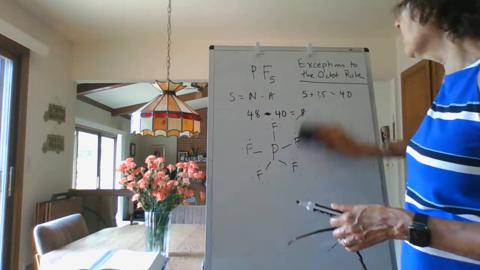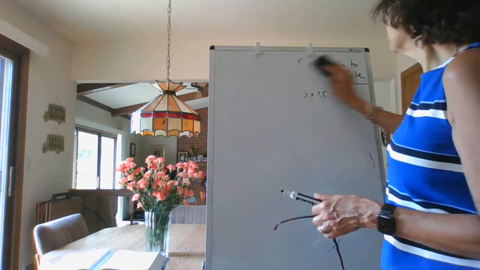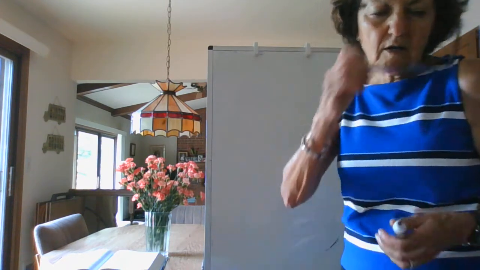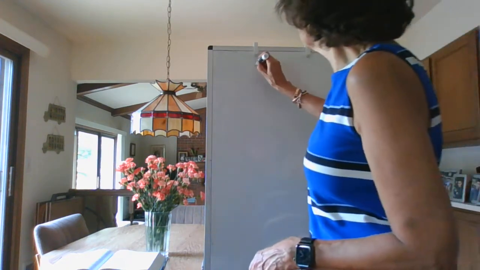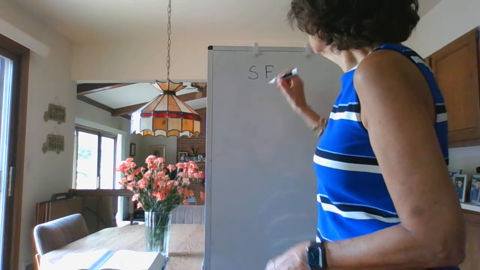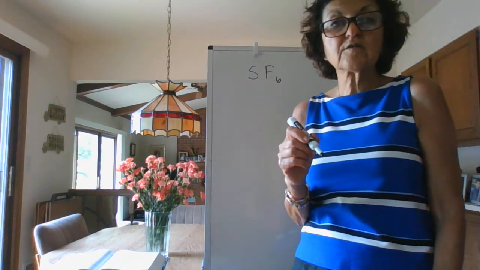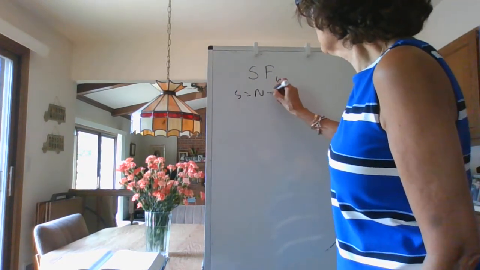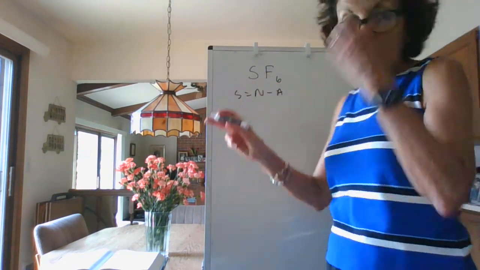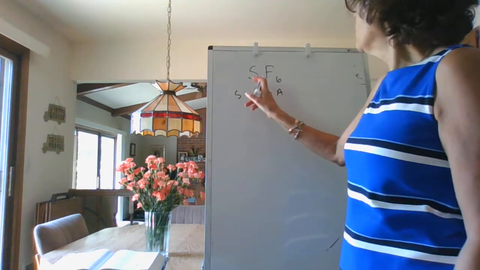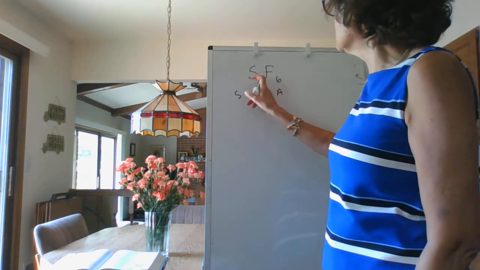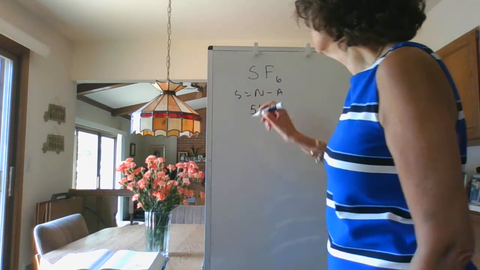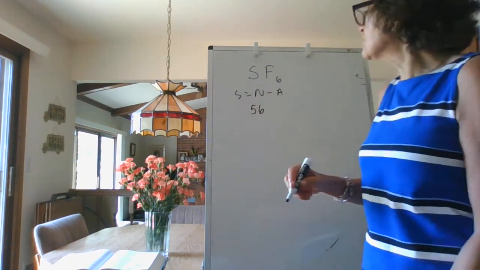Okay, let's do another one. This is still under the big heading of exceptions to the octet rule. Let's do sulfur hexafluoride. Okay, so S is equal to N minus A. Your N value, everybody's 8. Remember that. So we have 6 times 8 and plus another 8. So that's 48 plus 8. That is 56. Okay, 7 times 8, 56.